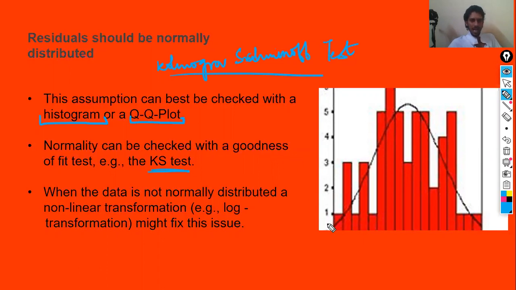And here you can see I have a bell curve. This bell curve shows that your data is normally distributed. And when your data is not normally distributed, a non-linear transformation has to be performed, which would then fix the issue.